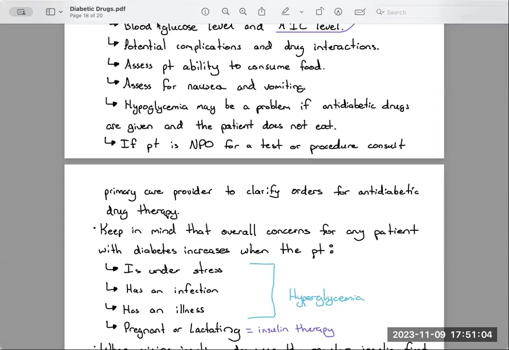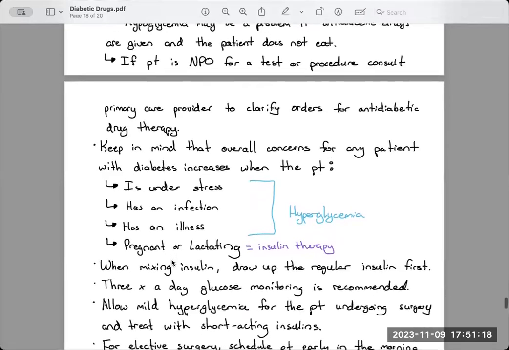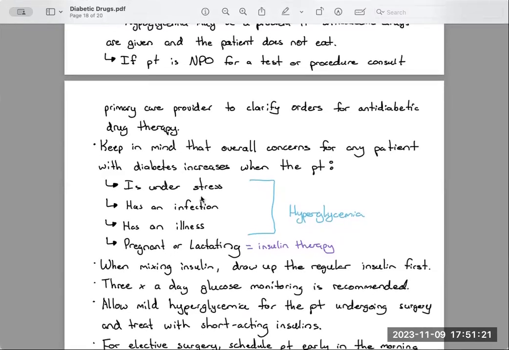And we already talked about the different anti-diabetic drugs that can cause hypoglycemia. So if I were you, I would make a chart of which classes of medications cause hypoglycemia and which ones don't. If a patient is NPO for a test or procedure, consult the primary care provider to clarify orders for their anti-diabetic drug therapy, especially for those type 1s, because they need insulin. They cannot go without it. Even though NPO, with type 2 diabetes they might say it's fine to not take their metformin, but insulin is usually an injectable. Once again, with diabetic patients we always have to make sure they're able to take whatever medications they're being prescribed.